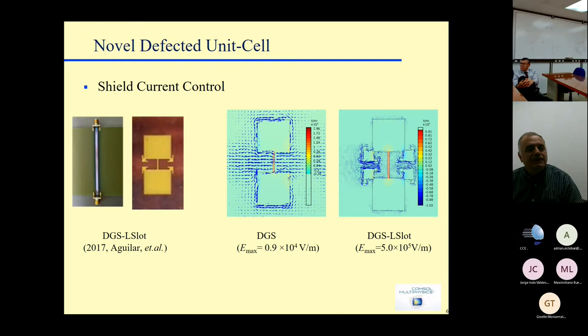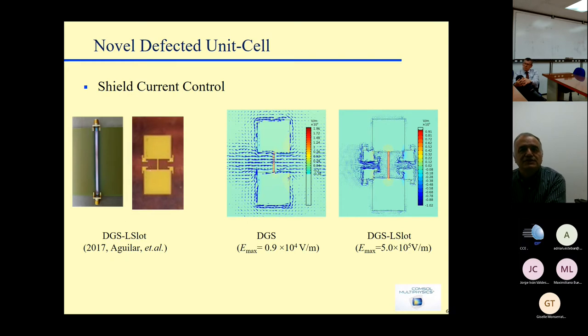The modification was proposed by the author. The unit cell is implemented by etching L-shaped slots, as shown in the photographs, and the strip has no defects. So it will include the DMS behavior, the defected microstrip behavior is included in the ground plane. So the foundation of the improved performance, we can see in this figure when we compare fields in the ground plane at 10 gigahertz, a frequency much higher than the self-resonant frequency of each structure.